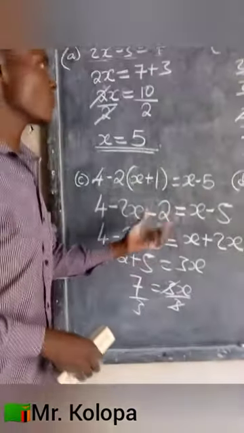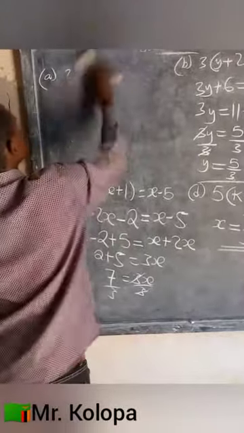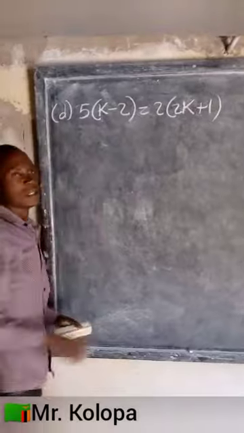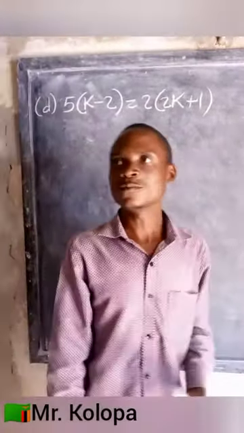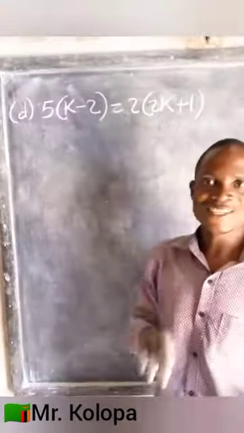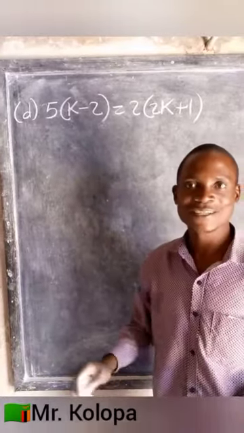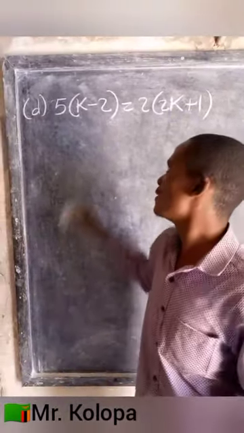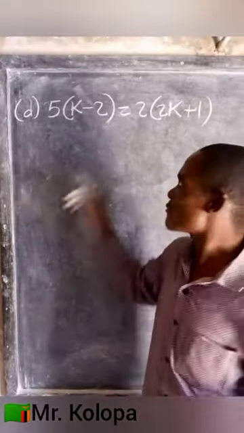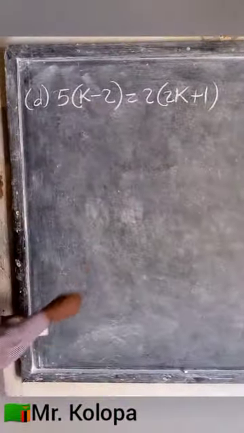Let's now look at question D. Yes, question D now. What are we supposed to do? Let's hope you know now what we are supposed to do. So as you are watching, give us your answer. What are we supposed to do there? Yes, very correct. I know my students, you are very intelligent. You are following us. So what you are supposed to do there, you have to open the brackets. Then we know what to follow.